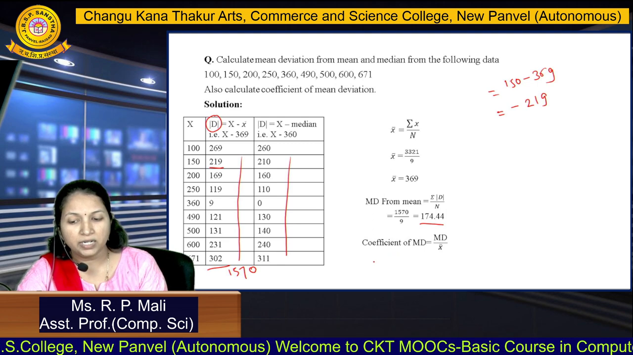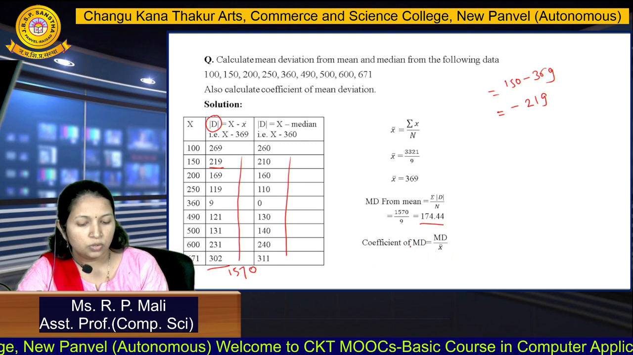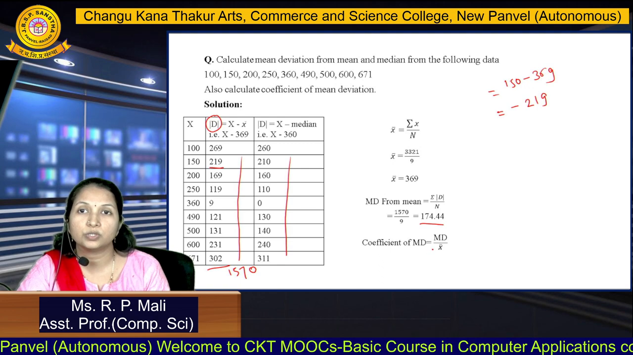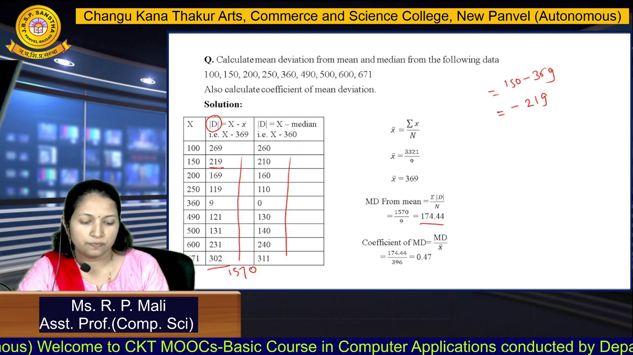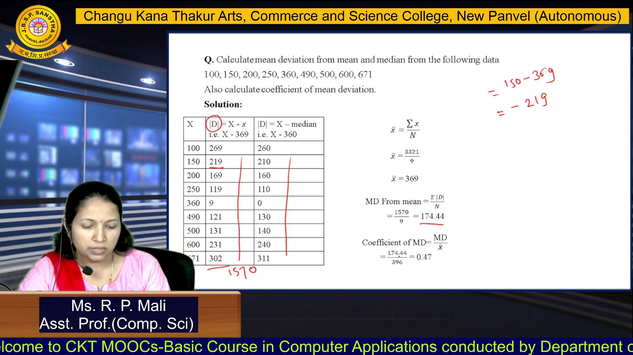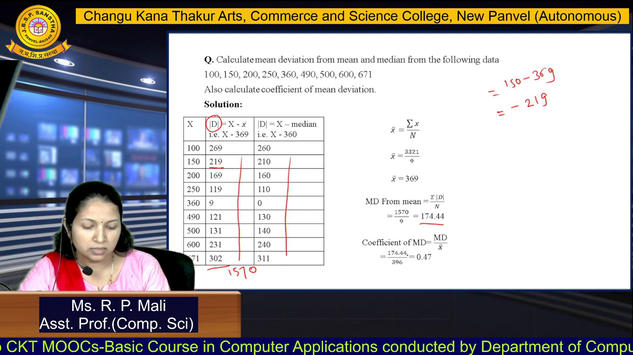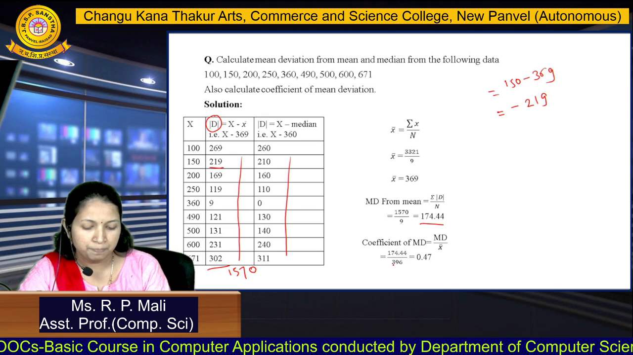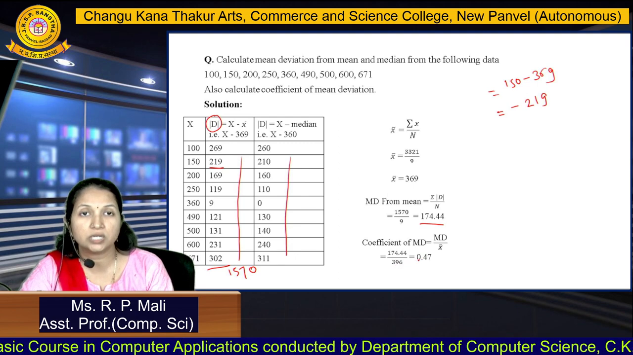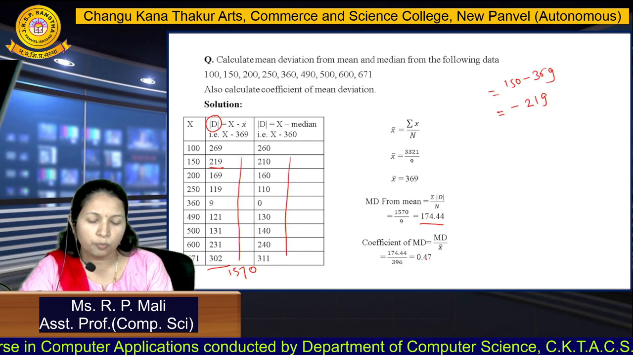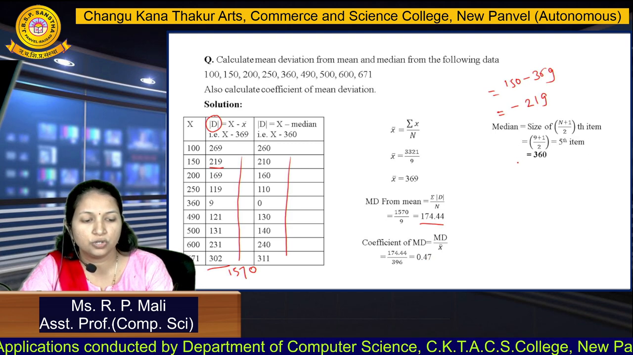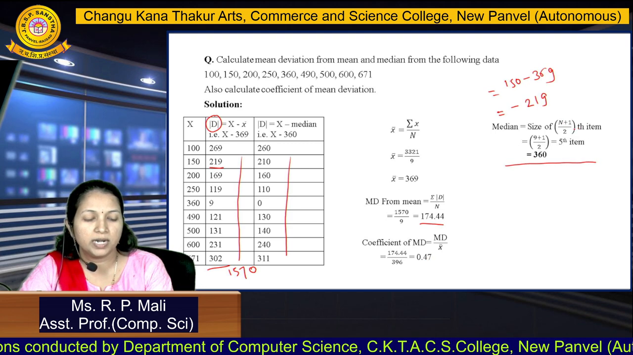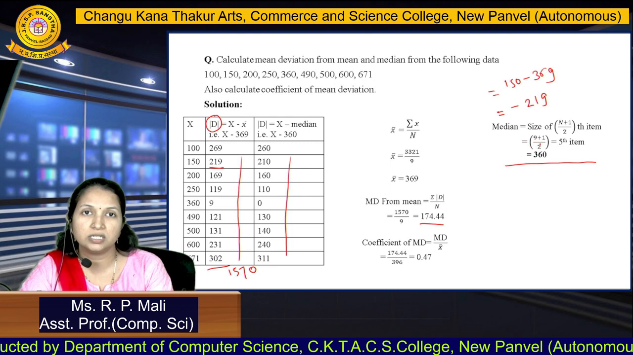How do we find the coefficient of mean deviation? Coefficient of mean deviation is equal to mean deviation divided by mean. So we know the values: 144 divided by 396, which equals 0.47. For the median, it is n plus 1 divided by 2, and there are 9 observations.